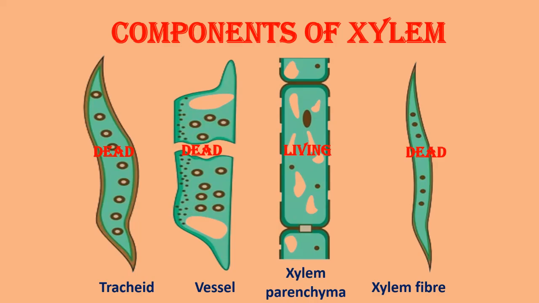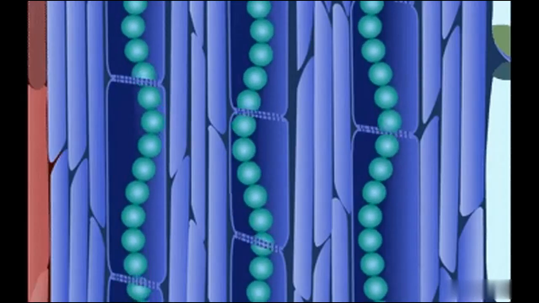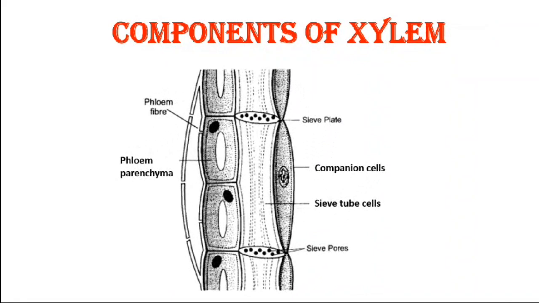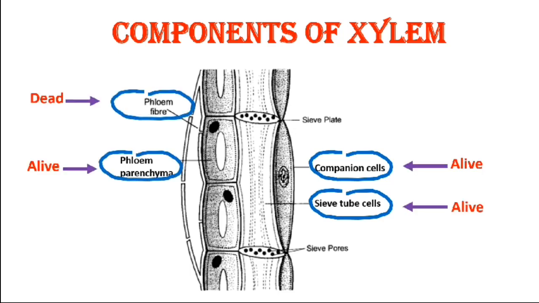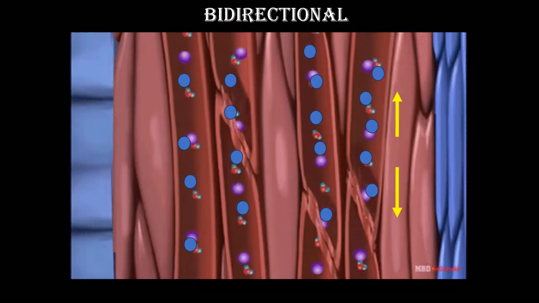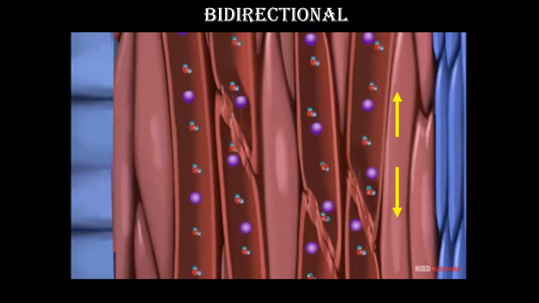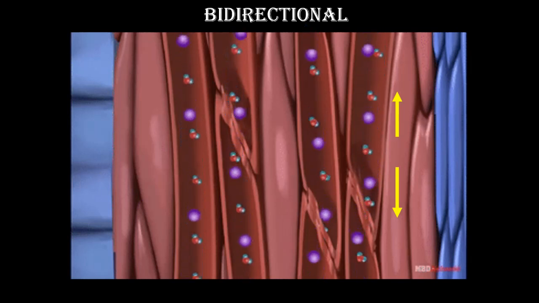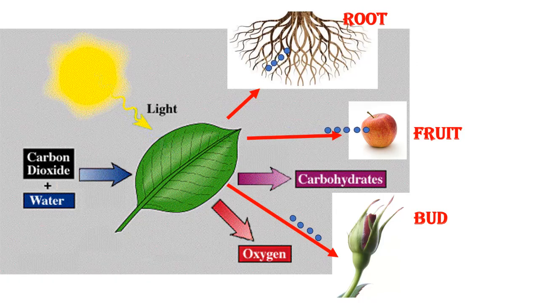Functions: xylem transports water and minerals from roots to other parts of the plant. It also provides mechanical support. Phloem. Structure. Phloem tissue consists of sieve tube elements, companion cells, fibers, and parenchyma cells. Sieve tube elements are alive at maturity and lack nuclei, but they are associated with companion cells. Functions: phloem transports organic nutrients, primarily sugar produced by photosynthesis, from source organs like leaves to sink organs such as roots, growing buds, and fruits throughout the plant.